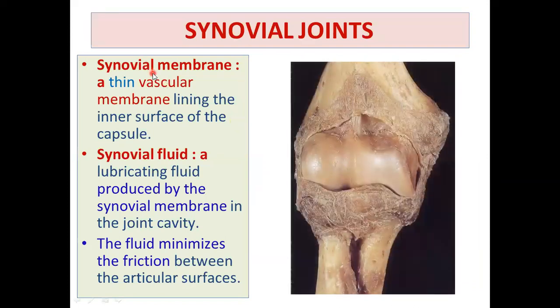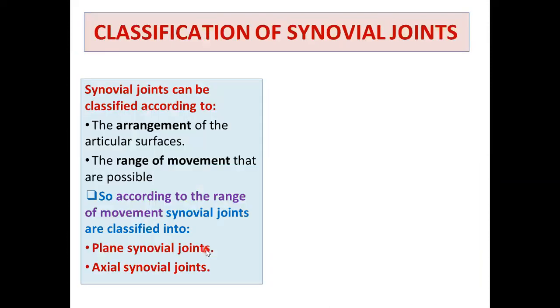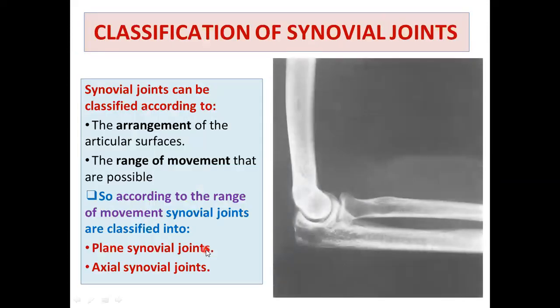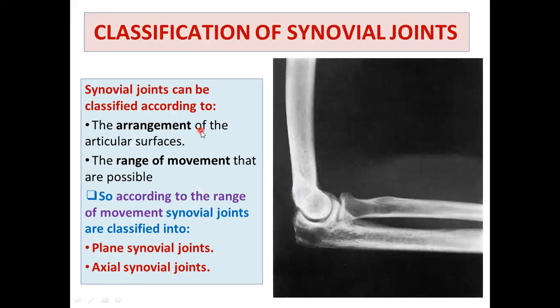What is a synovial membrane? This is a thin vascular membrane lining the inner surface of the capsule. The synovial fluid is a lubricating fluid produced by the synovial membrane. In the joint cavity, the fluid minimizes the friction between the two bones and it allows the mobility of these joints.